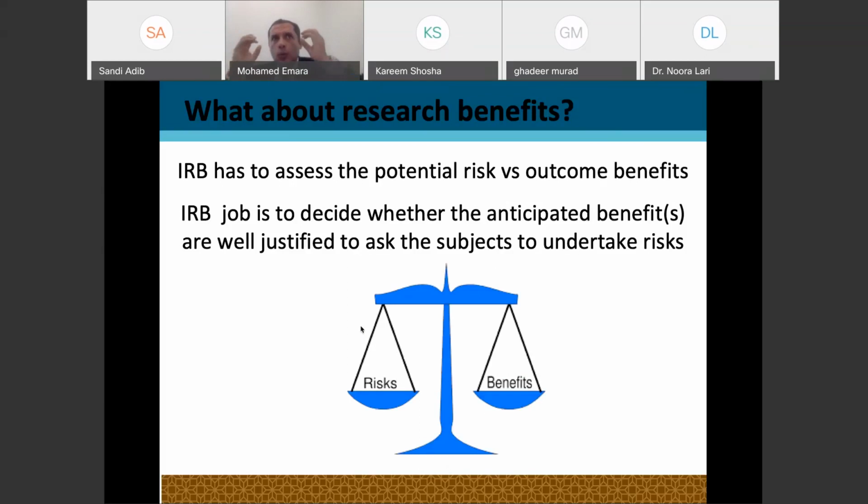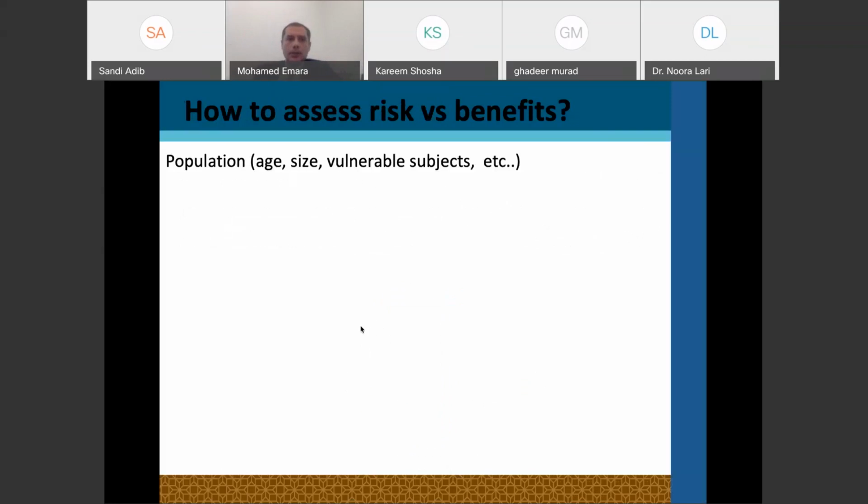So you have to put it in mind always, guys, when you are applying for your application, put yourself in the shoes of the IRB member, who will look at the risk versus benefits. Let's take an example, guys. Before the example, let me move on to how we assess the risk for risk versus benefits.